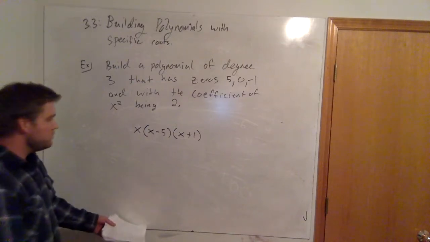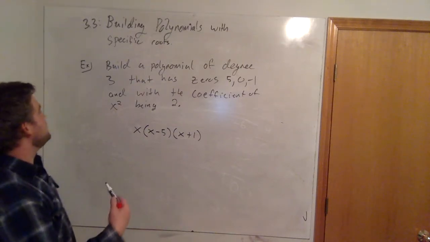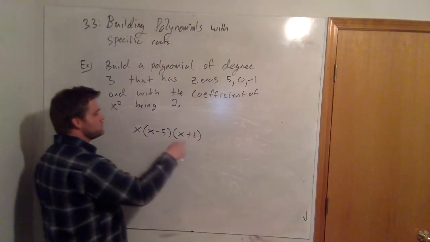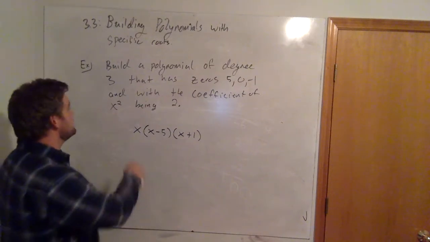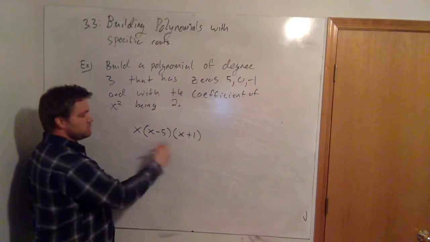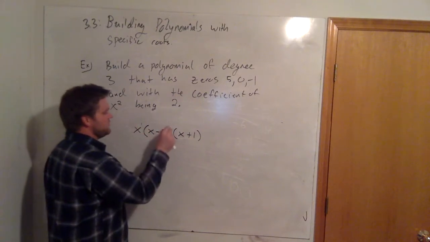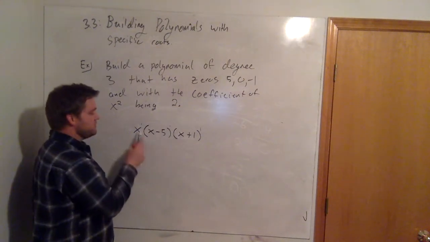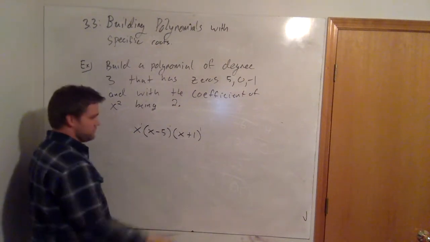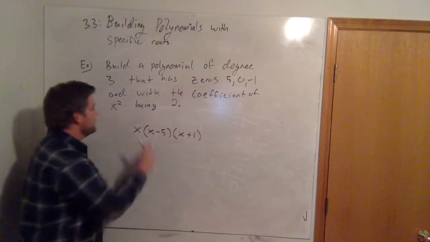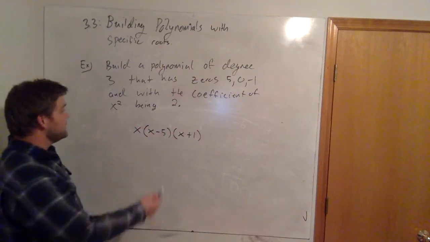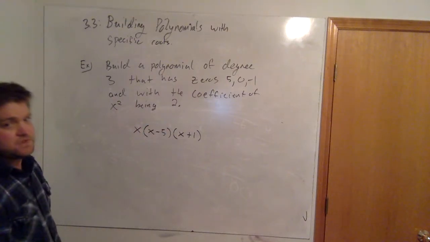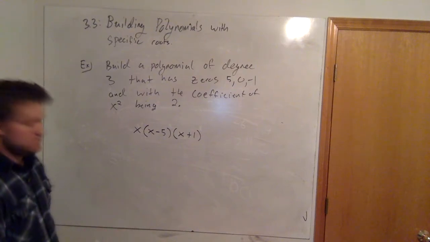Okay, so this polynomial right now, I think I've met two of these three conditions. One, this polynomial has 0 as a root, 5 as a root, and -1 as a root. Also notice that this polynomial is of degree 3. If we multiply those all together, like we did in 3.2, we can tell what degree this polynomial is by adding the exponents. 1 plus 1 plus 1, 3. It's a third degree polynomial, and it has those roots. Now the only thing I need to make sure of is that it has a coefficient of 2 on the x squared term.